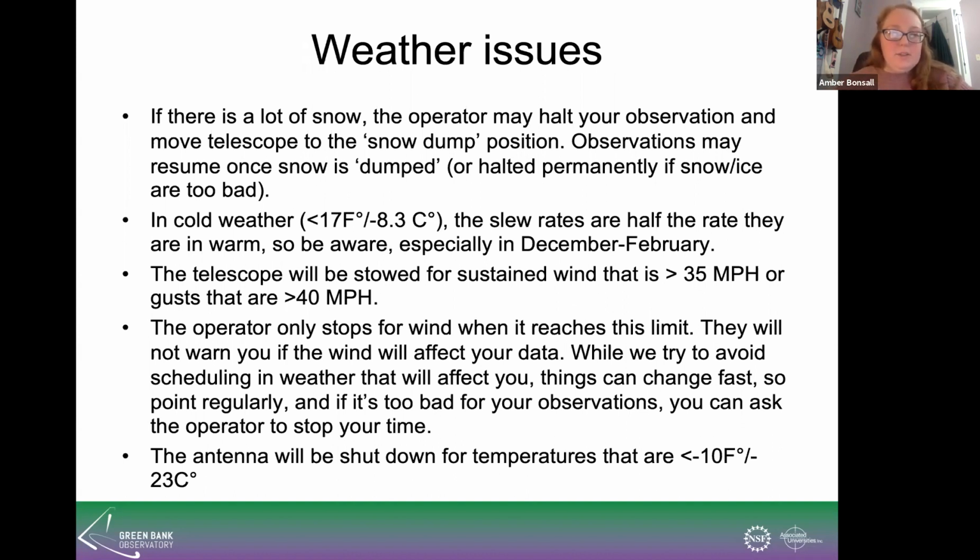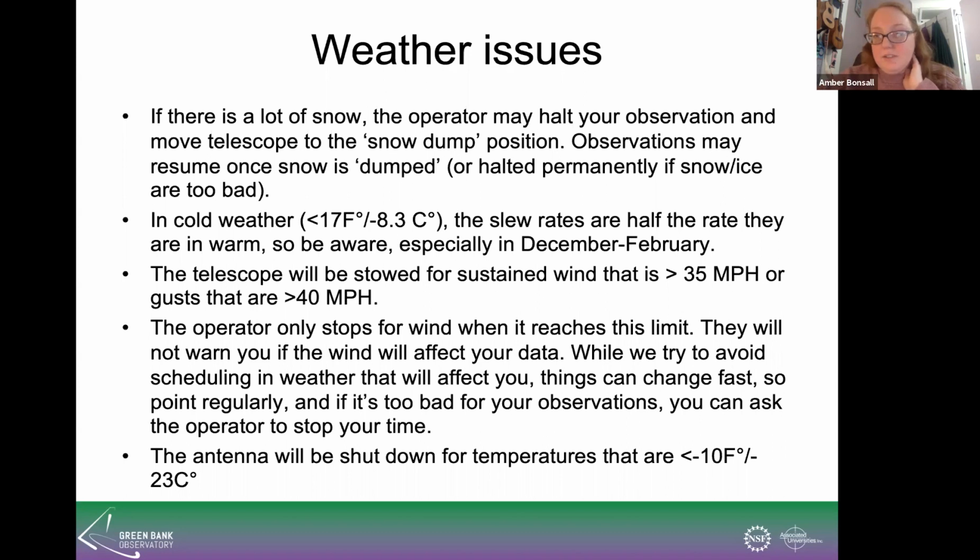So I'm assuming somebody at some point had brought this up, and I might not have been perfectly paying attention, but if there's a lot of snow, the operators will halt your observations and put the telescope in what's called snow dump. Even if your lower frequency in snow is not going to affect you all that much, we still don't want snow to build up on the dish. We have these very sensitive panels. So even if you're not necessarily affected by snow, if we think it's going to start to build up ice and stuff like that, they're going to stop you so that they can tilt the dish over so that more stuff doesn't accumulate on it.